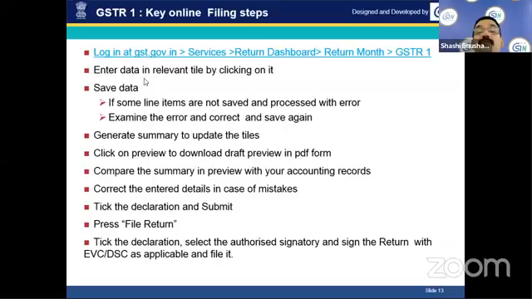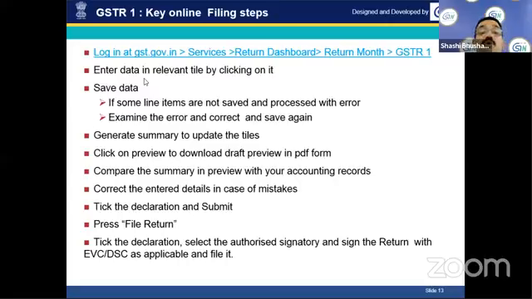Now, after you have entered data in all the fields, you are required to preview them. When you click the preview button, a draft preview gets downloaded as a PDF, which you have to examine. After that, you should compare this preview with your accounting records. If it is incorrect, you make corrections again in your declared data.